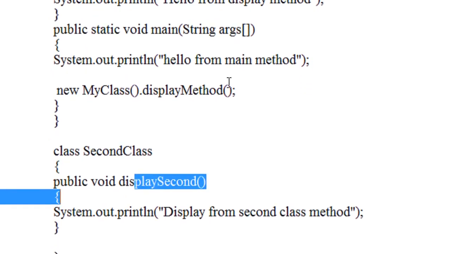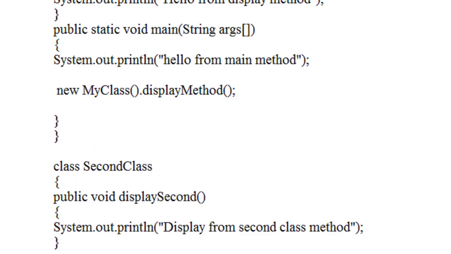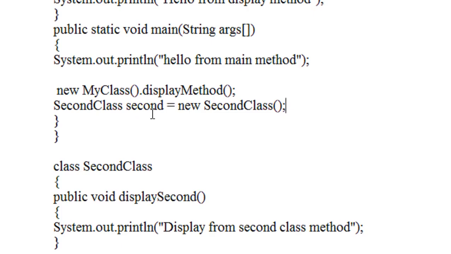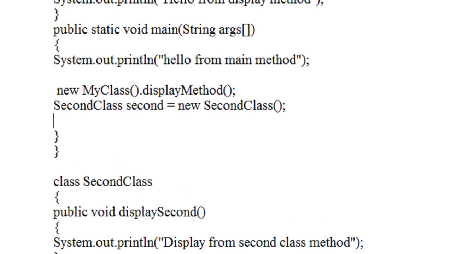So in the main method of the first class I am going to create an object of the second class. Second class, here the object name is second, equal to new second class. Okay, now I have created an object of the second class. The object name is second. Now I am going to call the method inside the second class by using that object. So the object name is second dot display second.